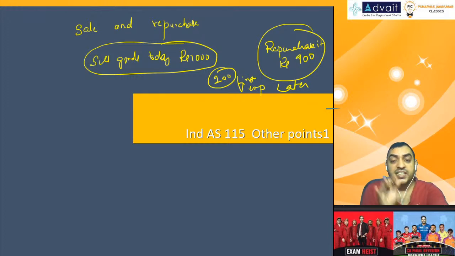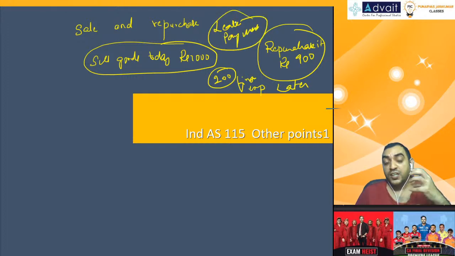Repurchasing at a lower price, why will you repurchase at a lower price? Because in this period, the person to whom you have sold is using the asset. So you are charging him for using the asset, so you treat it like a lease payment. The difference: if the sale price is more, you treat it like a lease payment. If the sale price is less, you treat it like a financial expense. That is one thing, the sale and repurchase agreement.